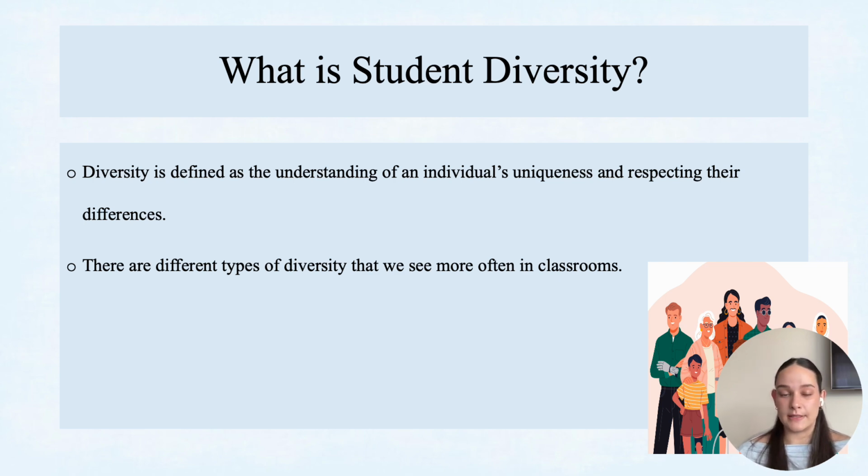Especially in such a diverse and multicultural country, we can see children of different race, ethnicity, immigration status, gender, sexual orientation, language, culture, religion, mental and physical ability, and socioeconomic status.